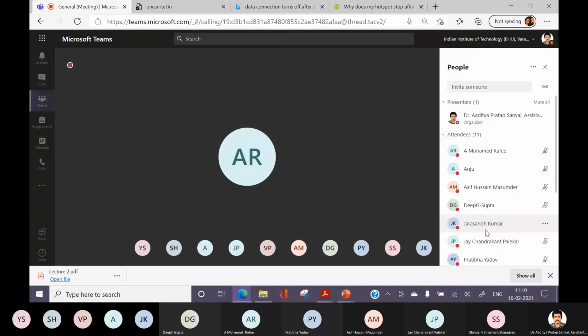Dipti, can you help us out? Even I thought it was 2.5 centimeter, but it's wrong. No, you have done it right. You have done it right, I believe. Jarasant, yes, can you help us out?